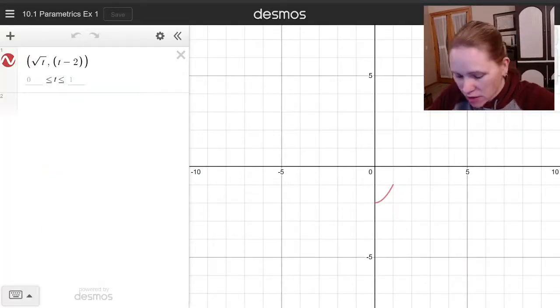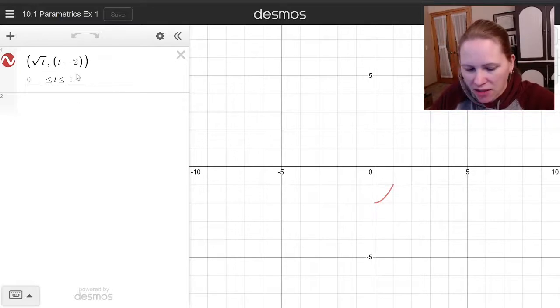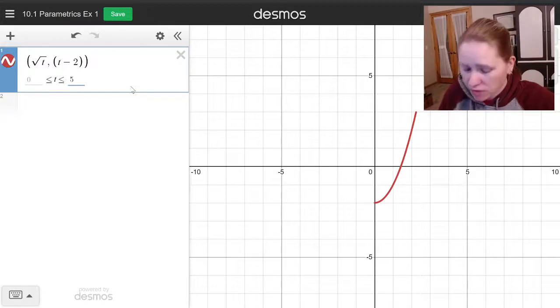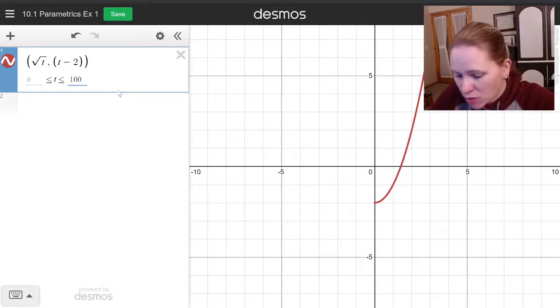So here they are, my x coordinate and my y coordinate, and I've defined t as being between 0 and 1. If I redefine it as 5, I get more of the curve. If I let it go all the way to 100, I see that I get a lot more curve.